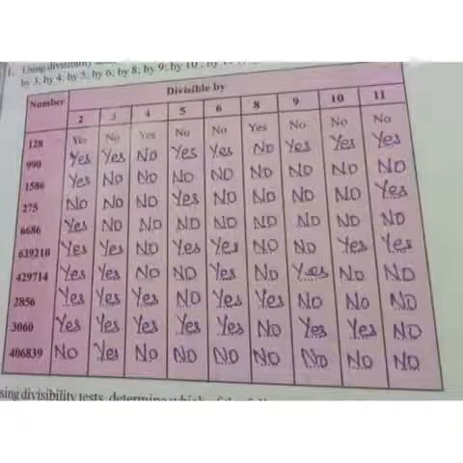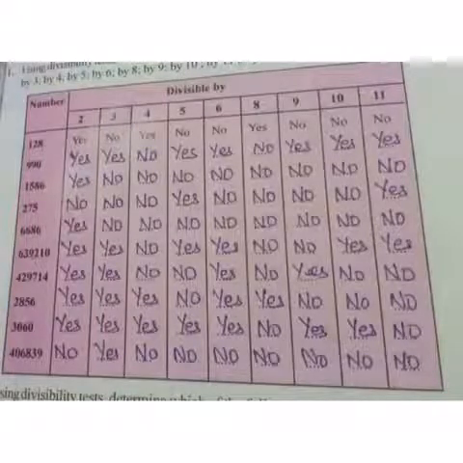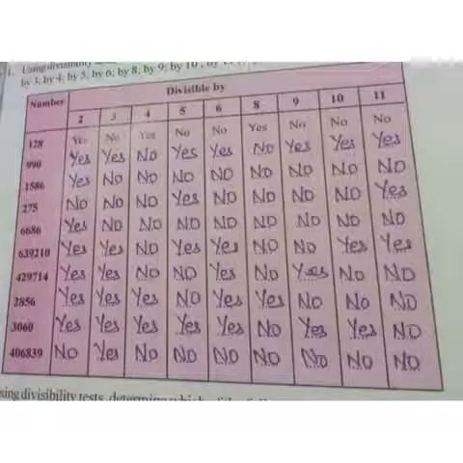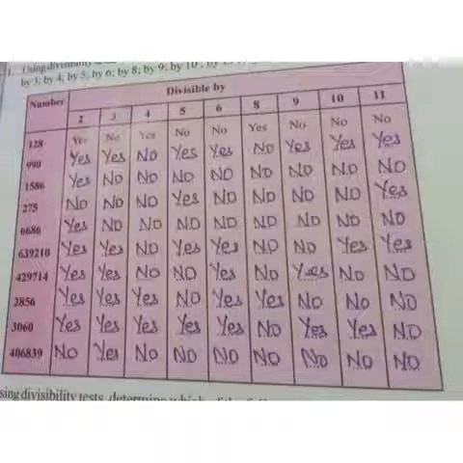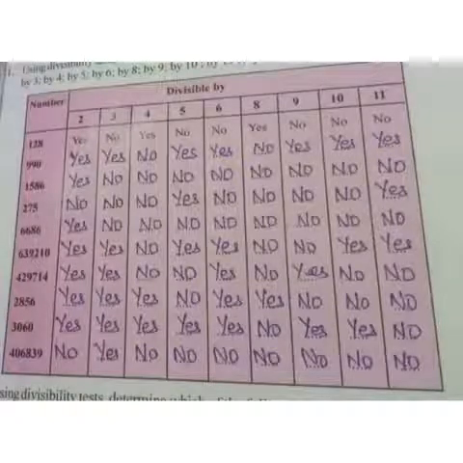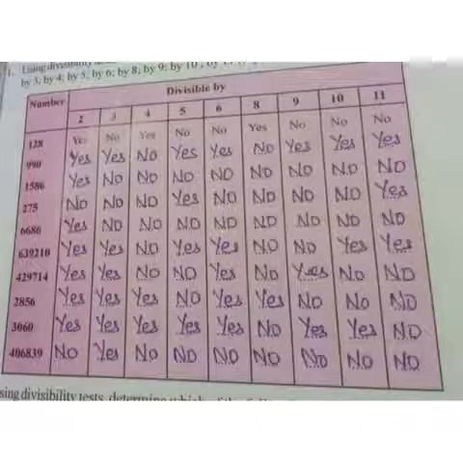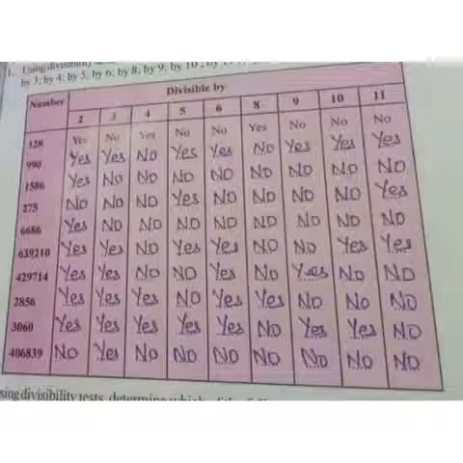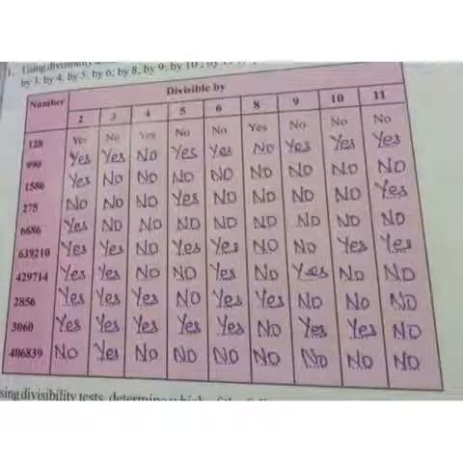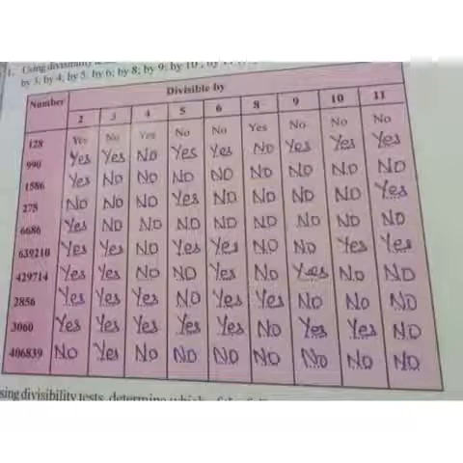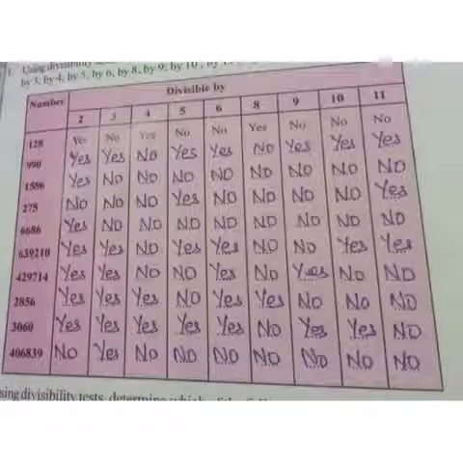Children, you can observe that it is not divisible by 8 because the last 3 digits of the number are not divisible by 8. Then it is divisible by 9 because the sum of all the digits gives 27, which is a multiple of 9. Not divisible by 10 because 0 is not at the ones place. And children, it is not divisible by 11 because the difference between the sum of the digits at odd places and the digits at even places is not a multiple of 11 or 0.